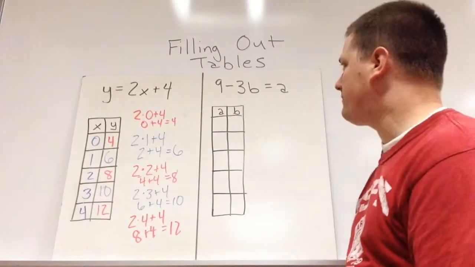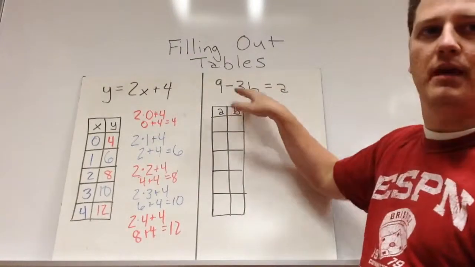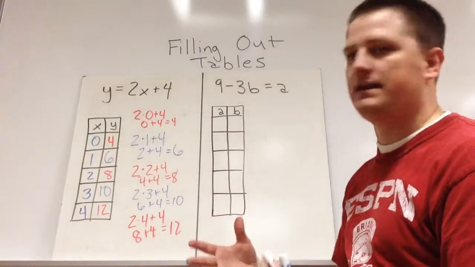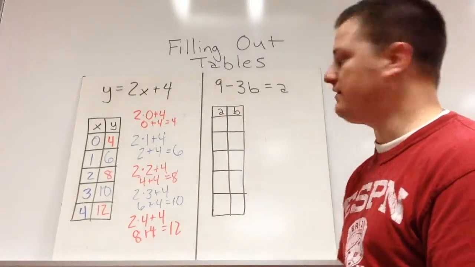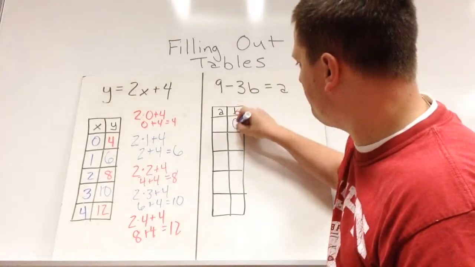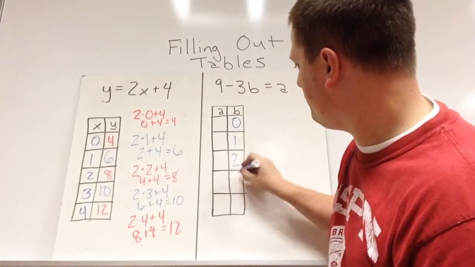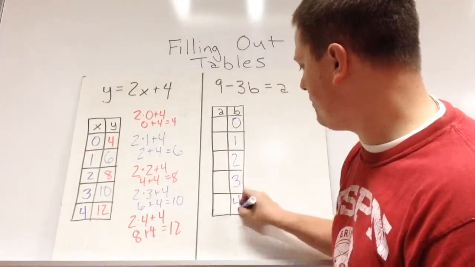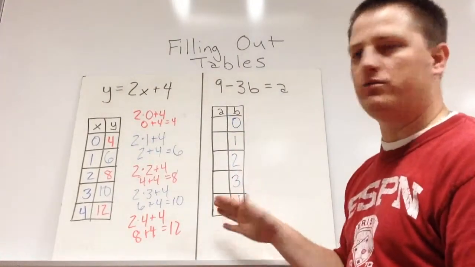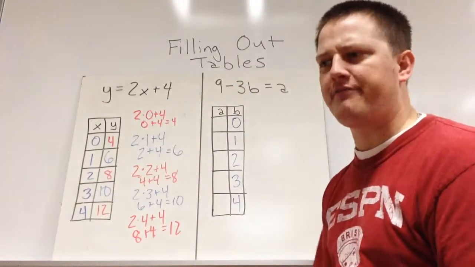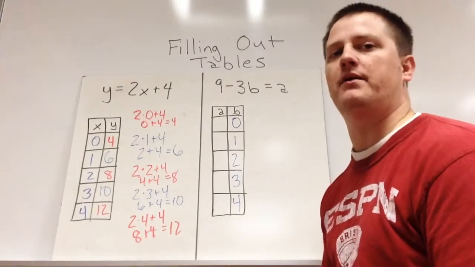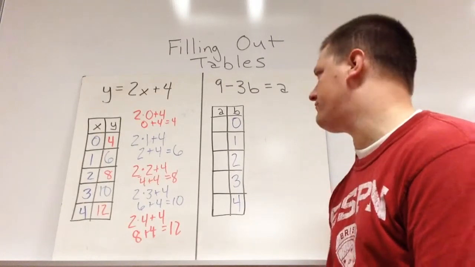Okay, a little bit tougher problem here. B has the numbers that the math is being done to, so we're going to actually pick numbers for B this time. So I'm going to go with 0, 1, 2, 3, and 4. Now these are easy numbers to use if there's no fractions in the problem. If there are fractions in the problem, we'll talk about a way to make life a little bit easier for those.